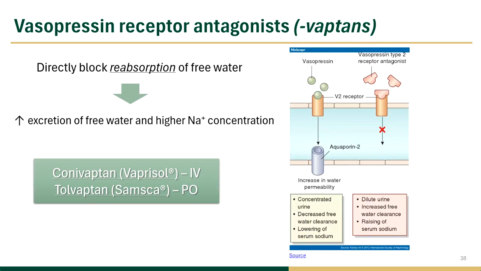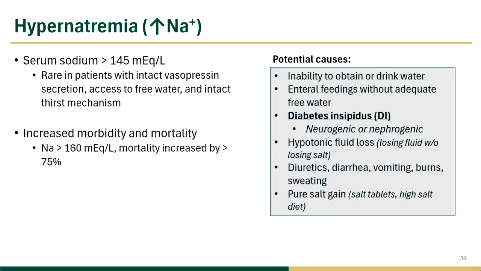So, all right, switching gears to hypernatremia. Instead of low sodium, this is high sodium. It's typically rare in patients that have intact vasopressin secretion, because anti-diuretic hormone is designed to block diuresis. So if you have a functioning brain and functioning set of kidneys and also access to free water, you're typically not going to get too much elimination of water.